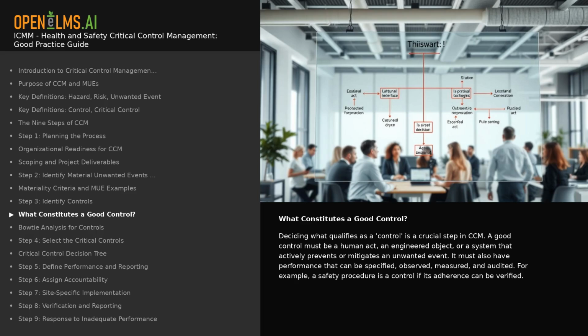What constitutes a good control? Deciding what qualifies as a control is a crucial step in CCM. A good control must be a human act, an engineered object, or a system that actively prevents or mitigates an unwanted event. It must also have performance that can be specified, observed, measured, and audited. For example, a safety procedure is a control if its adherence can be verified.